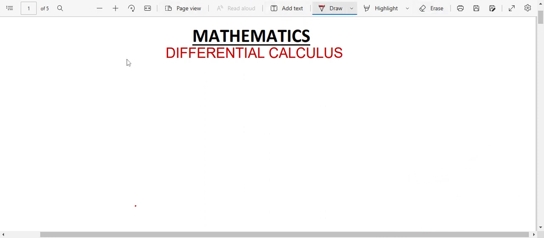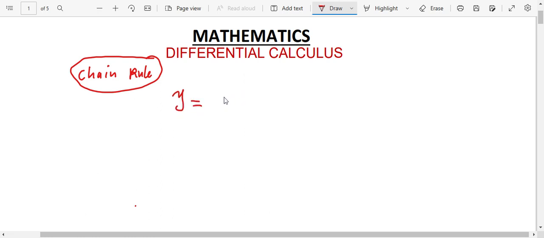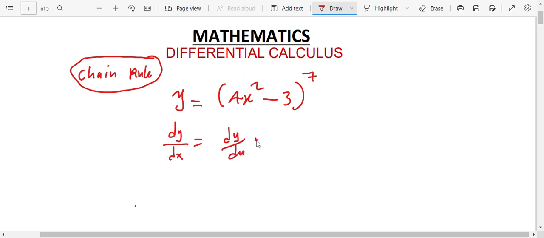So for the chain rule, what you have is a chain, more like a chain. It can have a power or not. Okay, for example, when you have got y is equal to, let's say, 4x squared minus 3 and then to the power 7. To find the derivative for this one, dy over dx is going to become dy over du multiplied by du over dx.